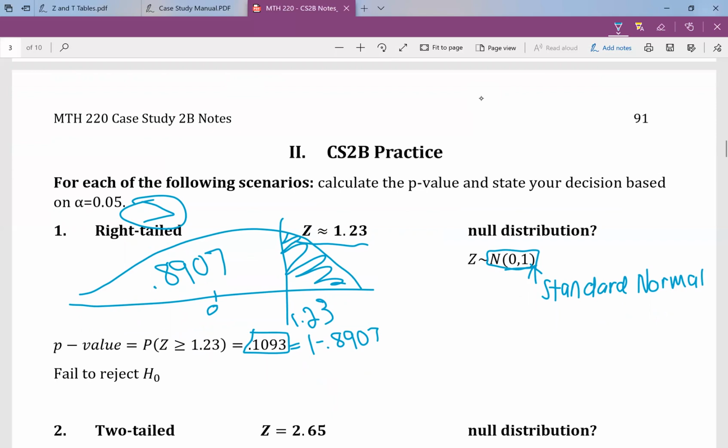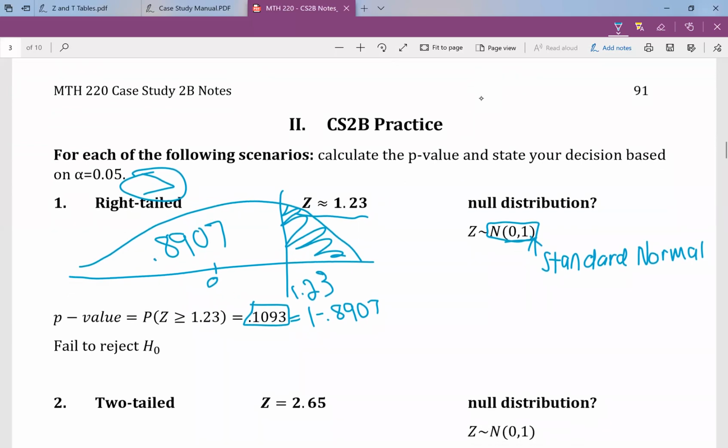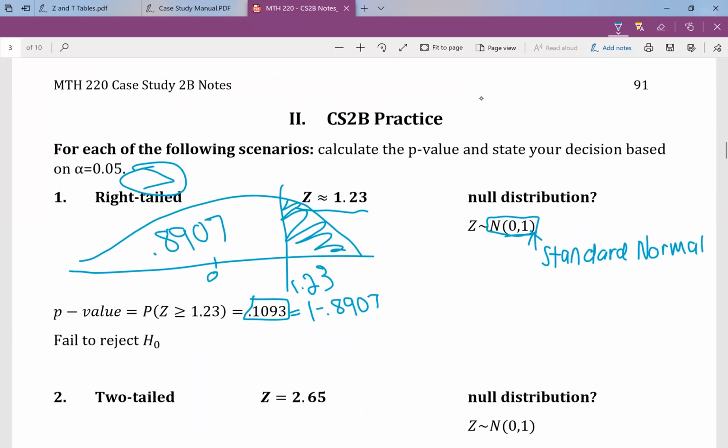Now we're dealing with a two-tailed test. Z is equal to 2.65. What's the null distribution? Anytime we're dealing with Z, the null distribution stays the same: Z follows a standard normal distribution.